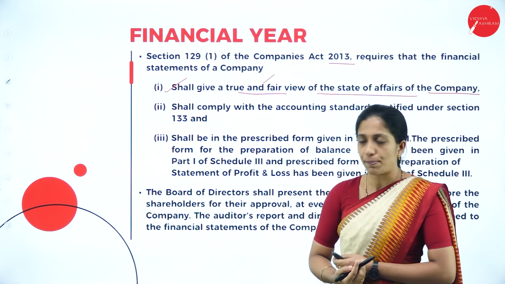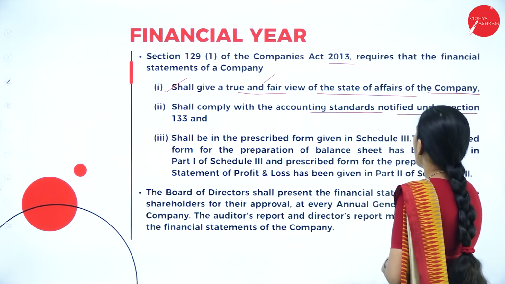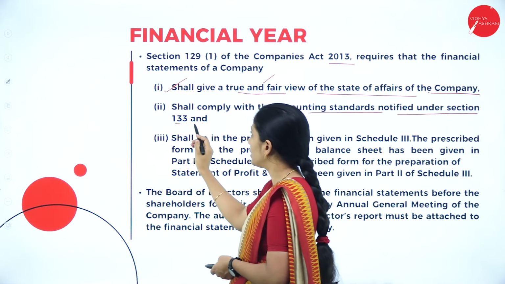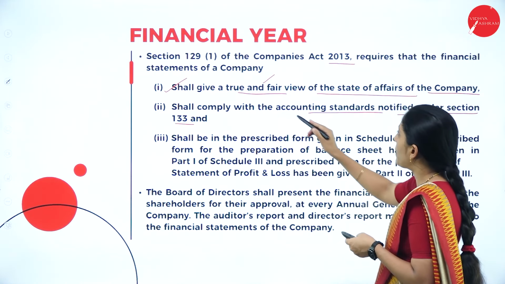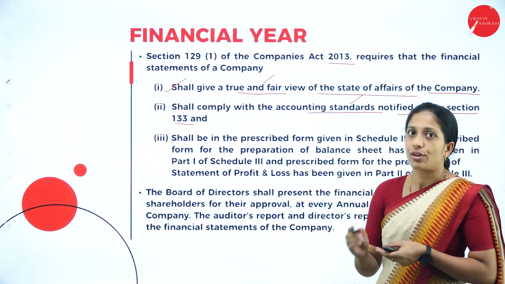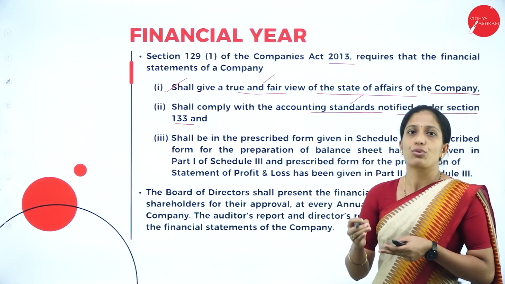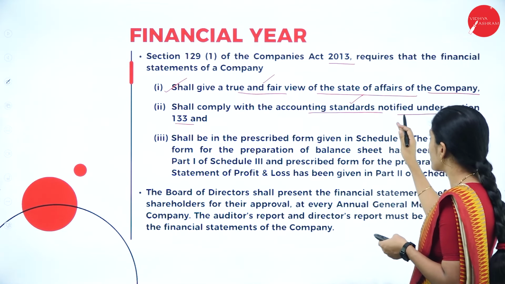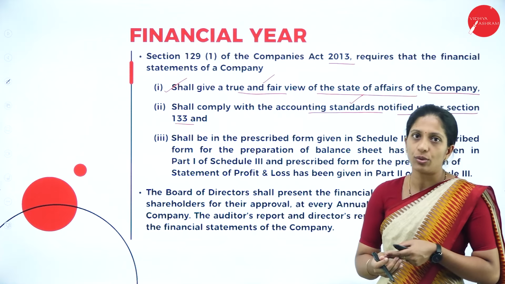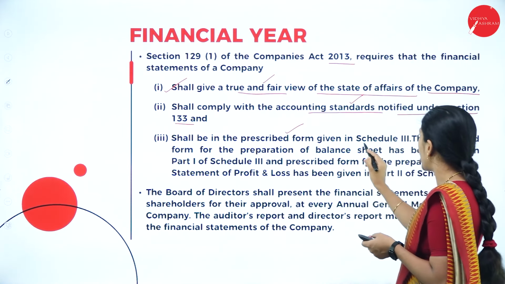It shall comply with the accounting standards notified under section 133. So how should the financial statement be? It should comply with the accounting standards. It should follow all the accounting standards given by the Institute of Chartered Accountants of India, notified under section 133. It shall be in the prescribed form given in Schedule 3.